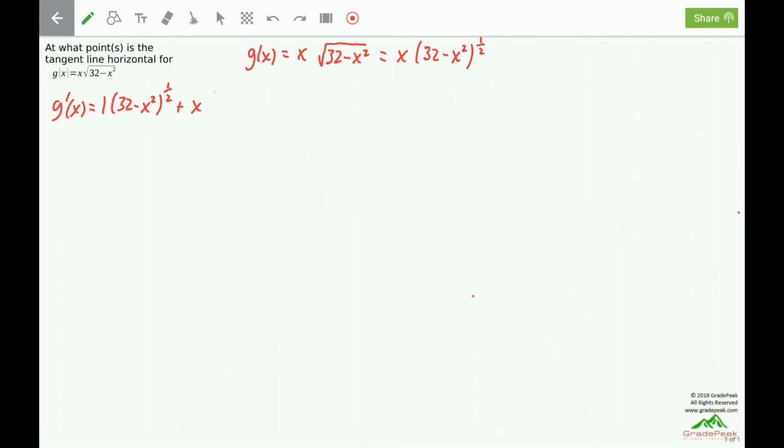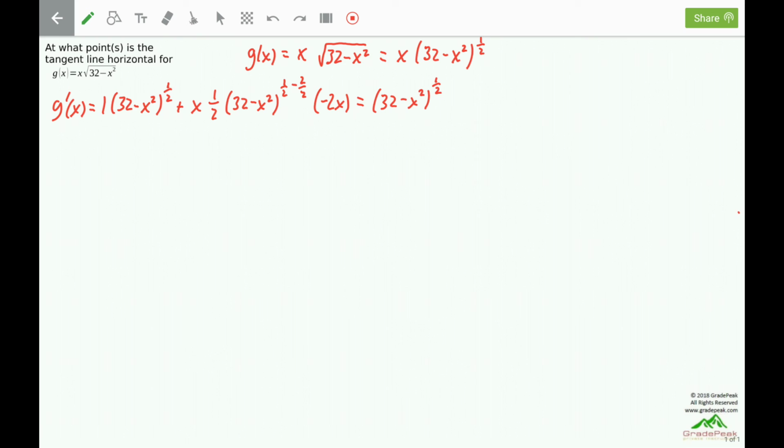The second is a quantity to the 1/2, so we'll start with the power rule: bring the power down, leave the inside alone, subtract 1 from the power, I will call that 2/2, and then multiply by the derivative of the inside to complete the chain rule. Our first term is 1 times 32 minus x squared to the 1/2.